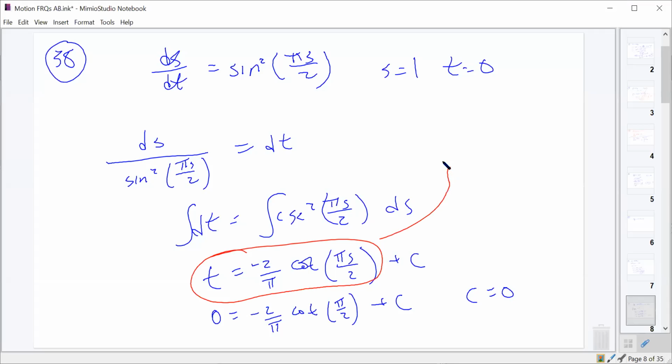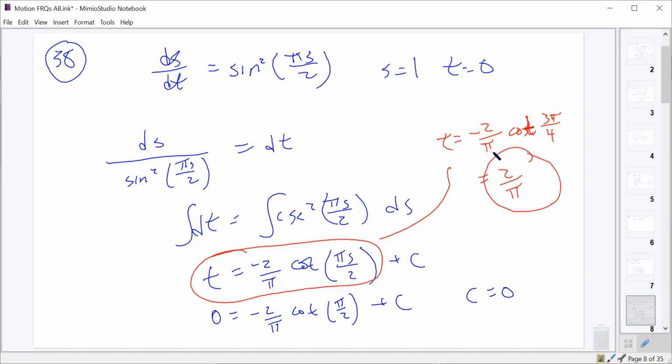And we want to know the value of t when s is 3/2. So t equals negative 2 over pi cotangent of 3 pi over 4. And cotangent of 3 pi over 4 should be negative 1, so this just equals 2 over pi. Which looks like that's choice D.